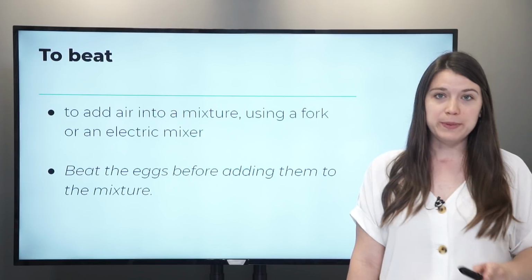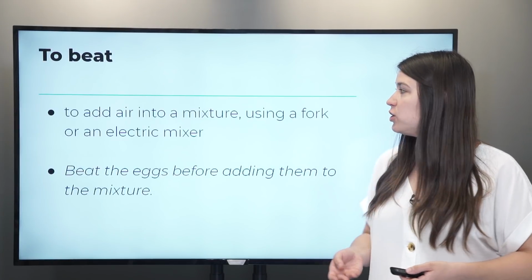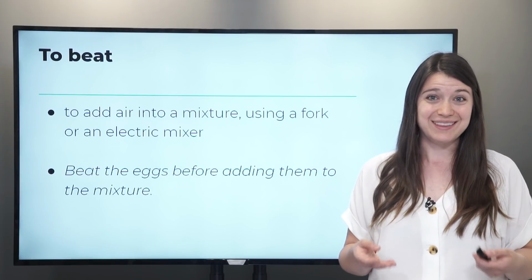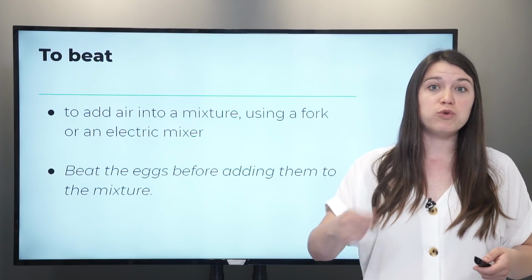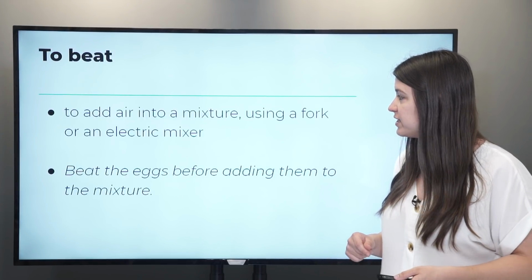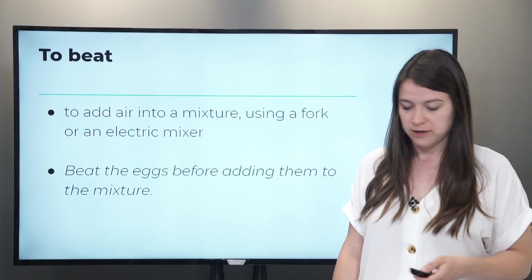Okay, to beat. This means to add air into a mixture using a fork or an electric mixer. So you would do this with something like eggs, for example. You move it around very fast so that it becomes more liquid. So for example, beat the eggs before adding them to the mixture.